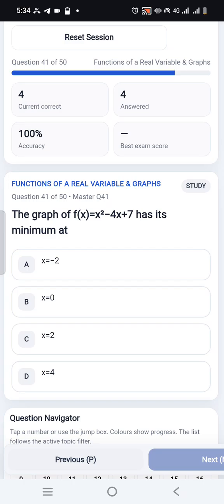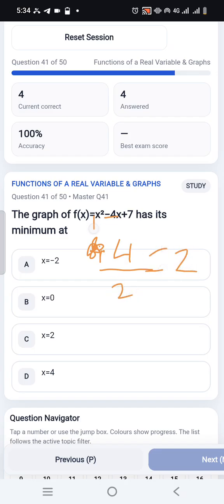The graph of f(x) is equal to this, it has the minimum at. So you can do it in two ways. You can actually differentiate, but for a quadratic equation it is something very easy to do. Just take this -4, write it. If it's having minus, remove the minus. If it's not having minus, add minus. Do you get it? So remove the minus, then divide it by 2. That will give me 2. So the answer is 2.